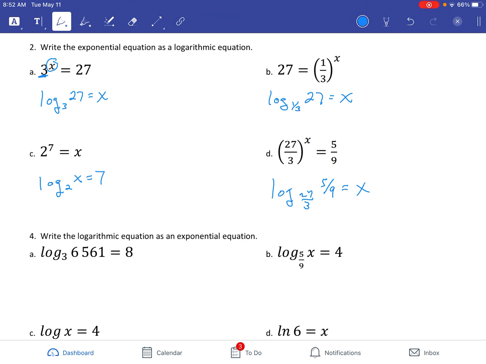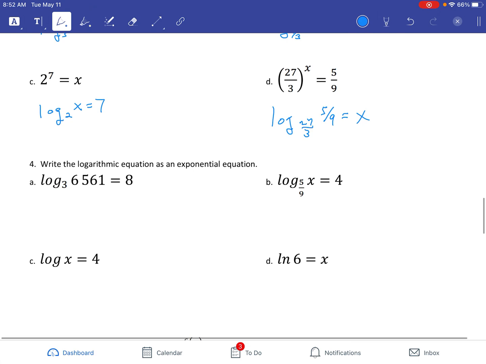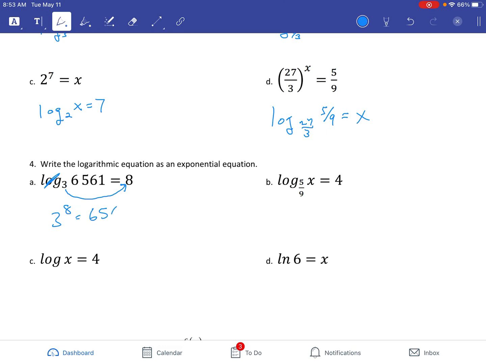So that is converting an exponential to a logarithmic. You should be able to see the pattern. The exponent is always the answer at the end. The base of the exponent is the base of the log. Okay. All right, same idea, but you're working backwards now. So I've looked at this a couple different ways. If we get rid of the log, the base becomes the base of this exponent. So we have 3 to the 8th power equals 6,561.